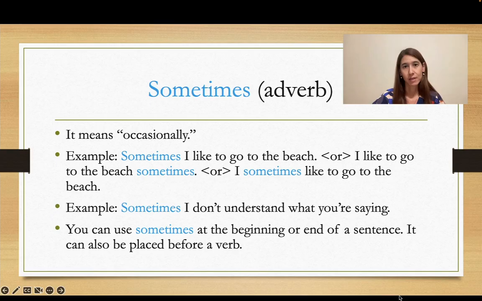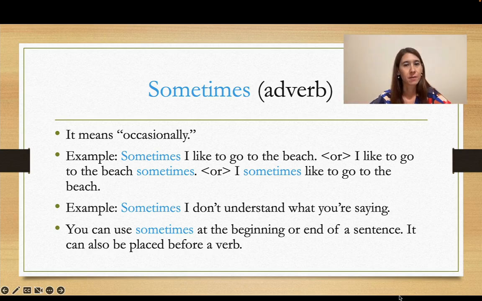The last one is sometimes. You may have heard this one a lot. This is an adverb that means occasionally. Sometimes I like to go to the beach. Or you could put sometimes at the end of the sentence and say, I like to go to the beach sometimes. Or I sometimes like to go to the beach. I can put it in front of the verb. So at the beginning, at the end, or in front of the verb.